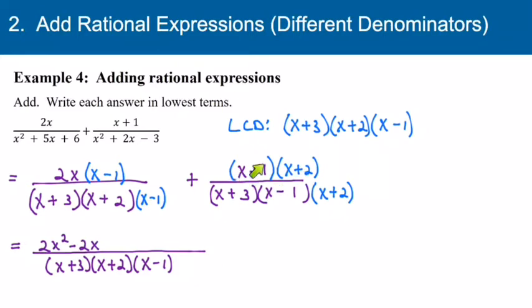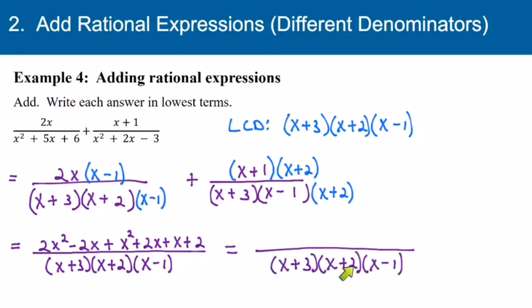Over here, using the FOIL method, first times first is x squared. Outer times outer is 2x. And inner times inner is 1x. And last times last is 2. And now we're ready to combine our like terms. Again, the denominator does not change. And let's go ahead and add here in the top.